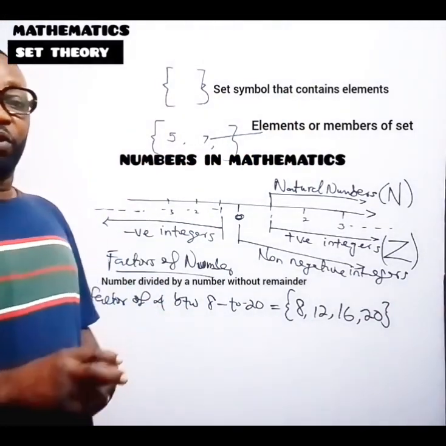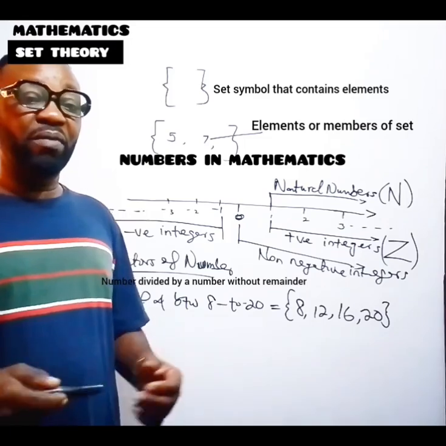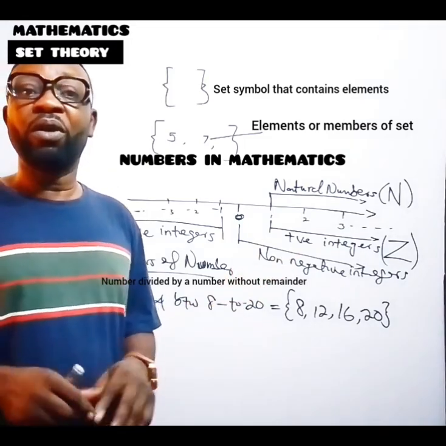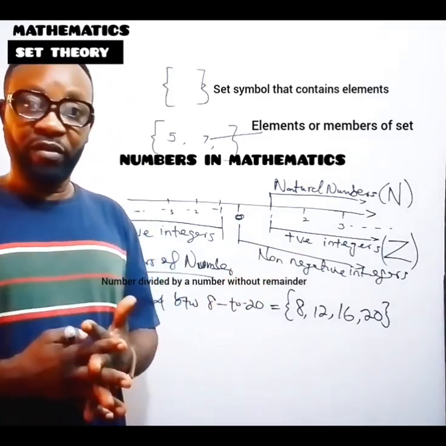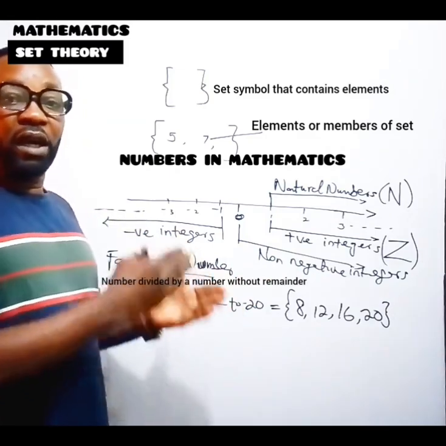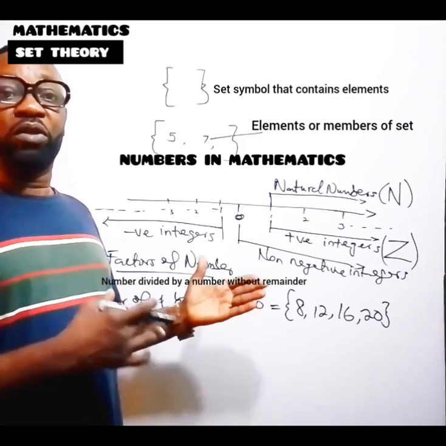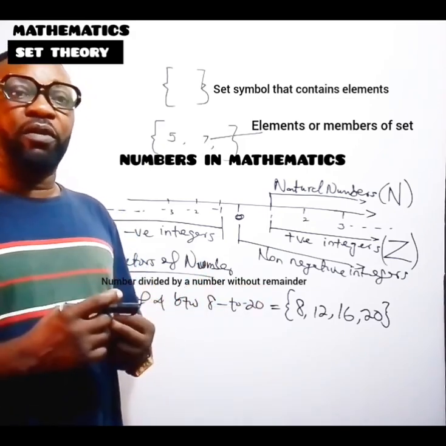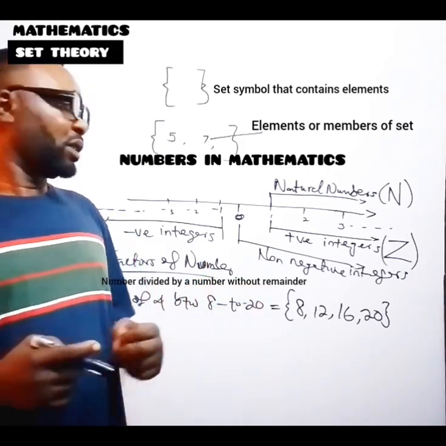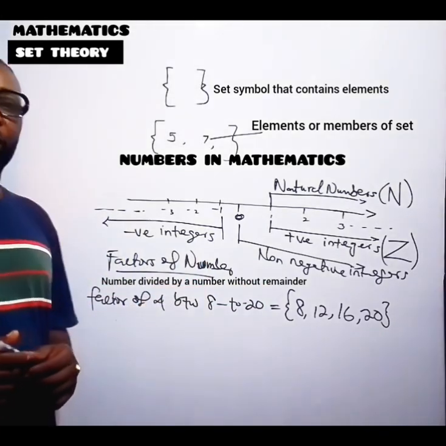So also, if you are asked to find the factors of any other number, for example, if I want to talk about finding the factors of 5 between 5 and 25, you have to look for those values that will be divided by 5 without a remainder. That is what is called factors of a number.